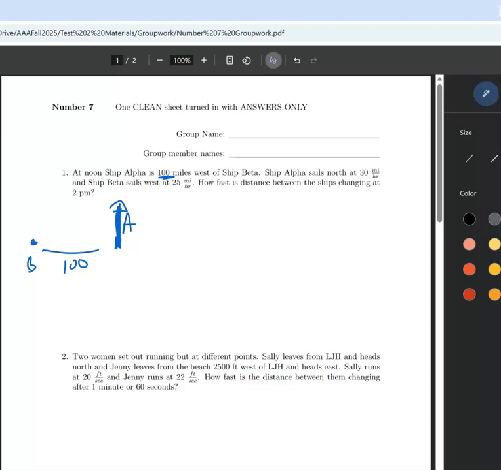And then what is ship B doing? Ship B is sailing west. Oh, so ship B is going this way. So I'm going to put little b there and erase this other b.